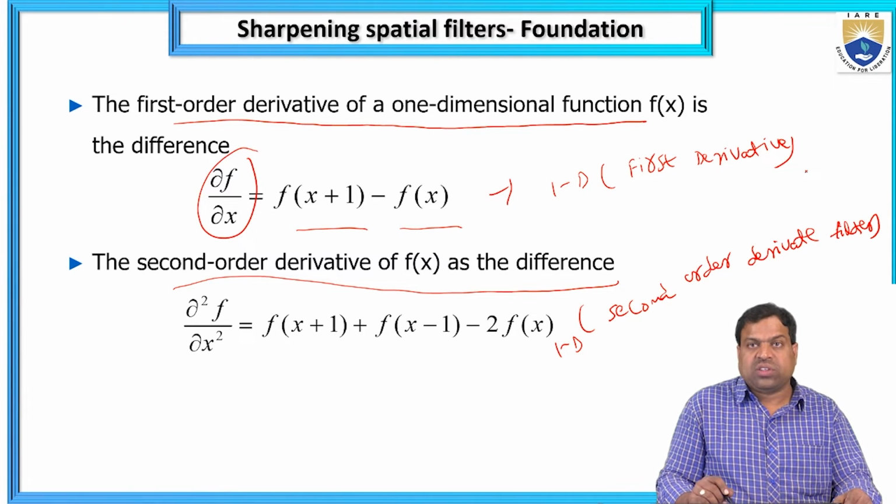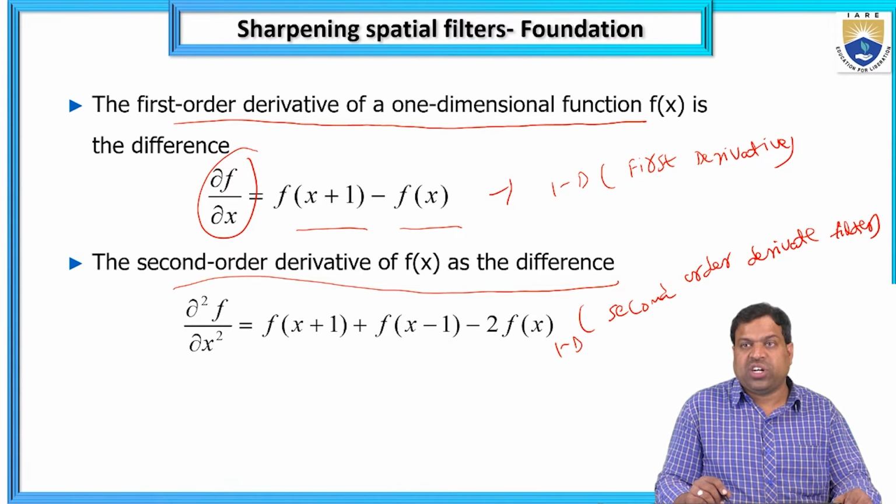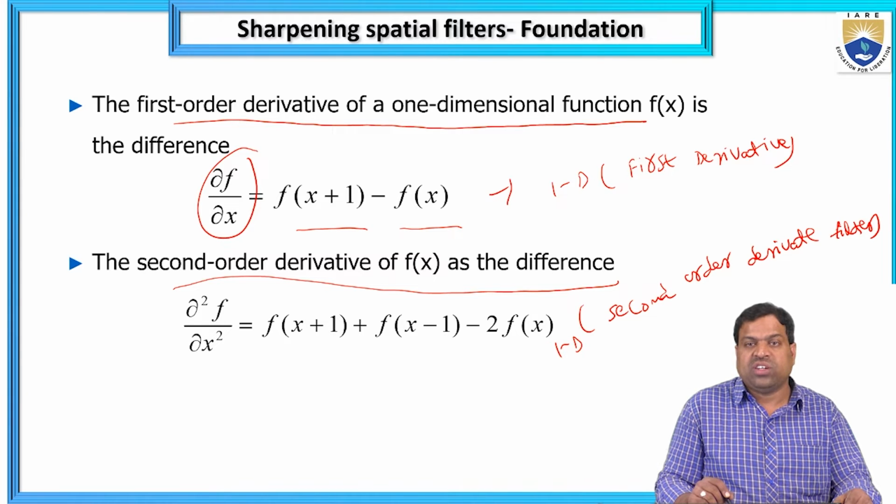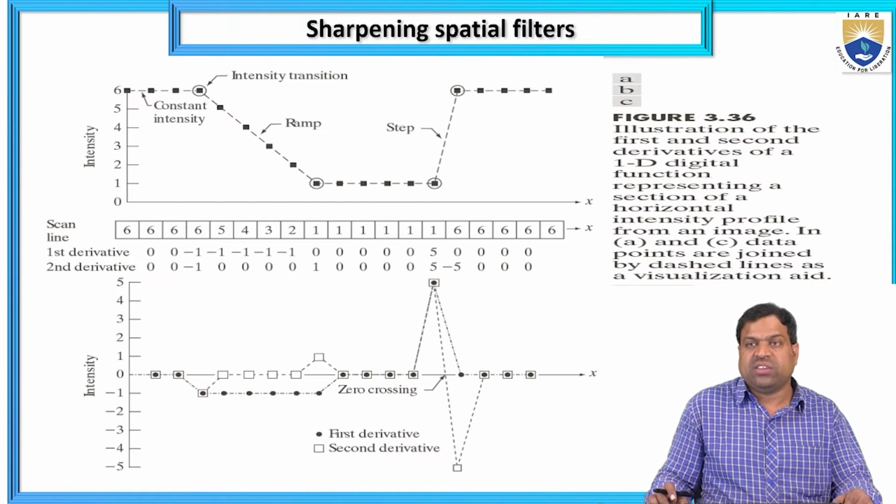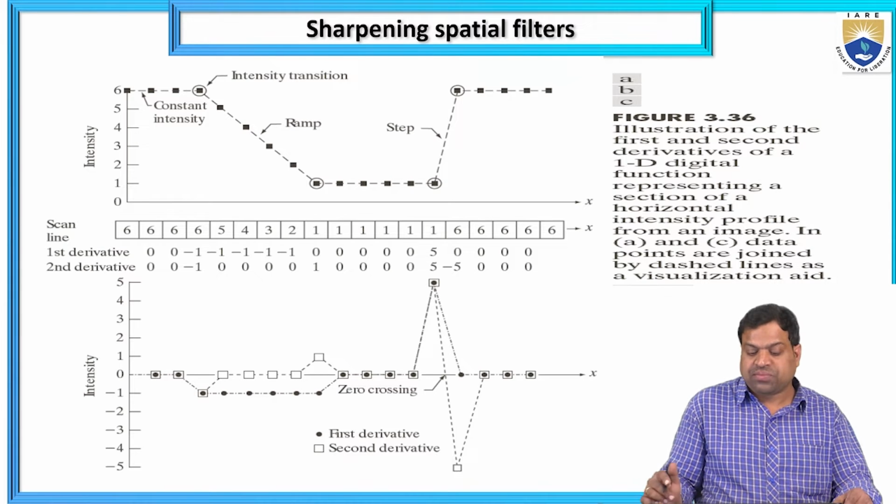So first order and second order derivatives are used in sharpening spatial filters. The first order derivative in one dimension is dou f by dou x equals f of x plus 1 minus f of x, and the second order is dou square f by dou x square equals f of x plus 1 plus f of x minus 1 minus 2 into f of x. And these are some examples.